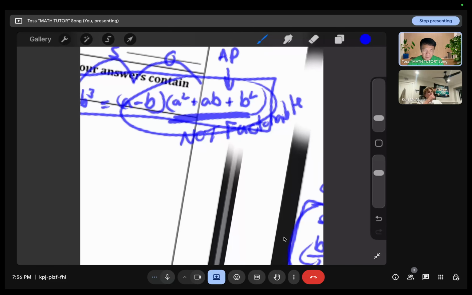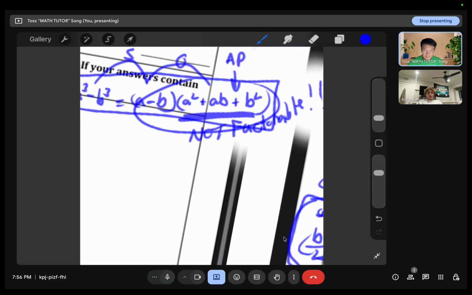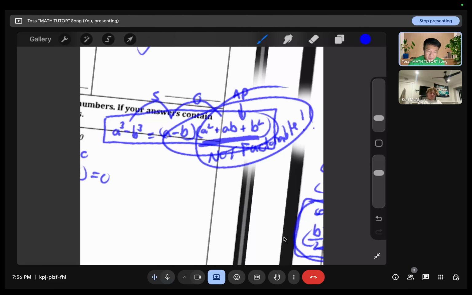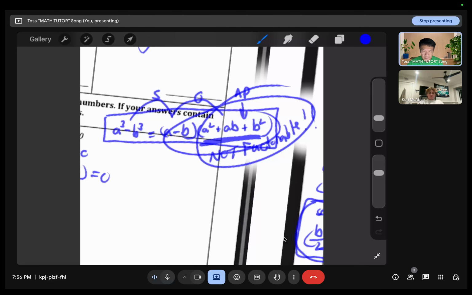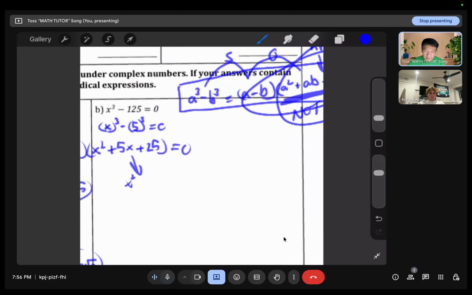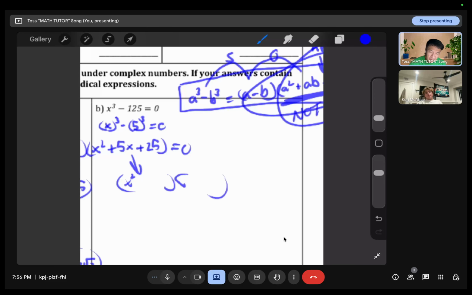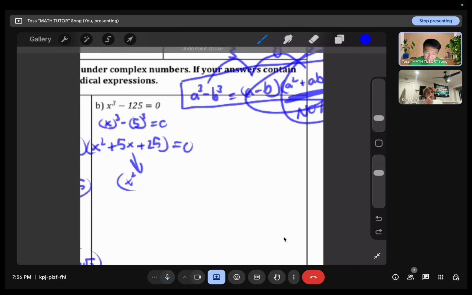Yeah, make a note. So not factorable. Not factorable here. We're talking about the last term here. Not factorable. Okay. So don't waste time. So therefore, you're not gonna try to do something like this out of it. Okay. But I'm gonna copy the trinomial.